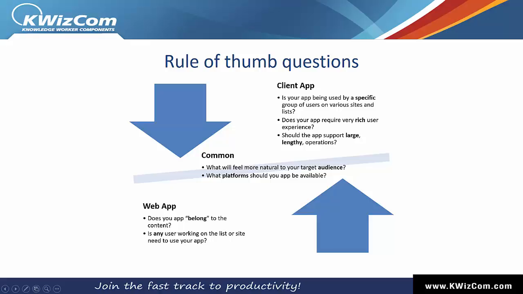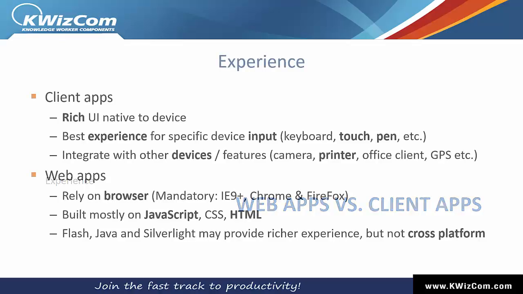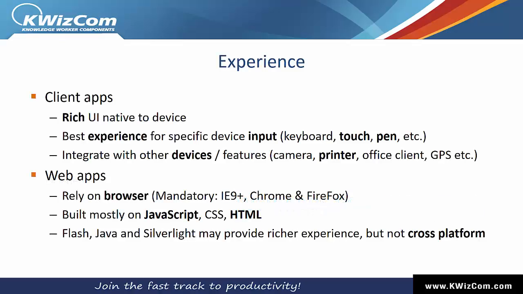The biggest difference between the apps for the user is basically the experience he's getting from each type of app. So with client apps, you can give the best experience for the user using his specific device. You can integrate with any kind of input that device provides, like a touch screen or a pen. And you can also integrate with camera, printers, use client-side Office API to create and produce documents and richer documents than what you could do on the server, or even integrate with GPS on the device if it's available, or other sensors on the device if they're available.